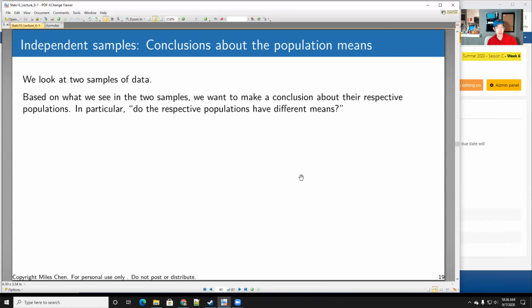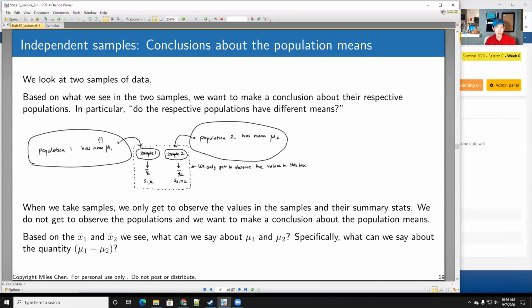All right, so when you deal with independent samples, we're looking at two samples of data, and the question we want to answer is, do the respective populations differ? If we assume this sample came from one population and this sample came from another population, then in our example, we took a sample of adults from America, so the respective population would be all adults in America, and the other sample were adults from the UK, and the population there would be all the adults in the UK. So we have respective populations, and the question is, do the respective populations have different means?